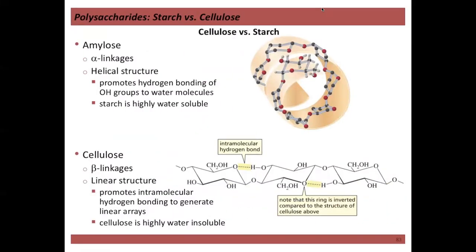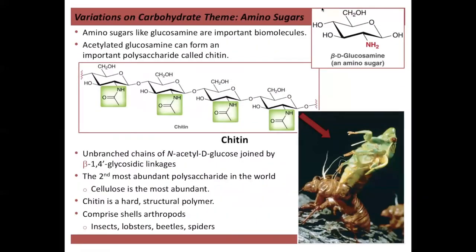Okay, so if we actually look at the structure of cellulose and starch, again, starch coils up into a helix where cellulose actually ends up being very linear. In fact, you can actually get a hydrogen bond between the oxygen in the ring and the other OH. And so these end up being just very long and straight. And so they end up being very good at forming fibers.